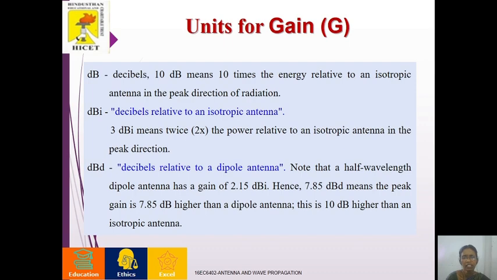So in this class I have introduced radiation, how radiation can be defined, the definition of directivity and the significance of the gain. In the coming class, let us discuss the remaining antenna parameters like antenna aperture, antenna radiation resistance, noise temperature, beam width, bandwidth, etc. Thank you.